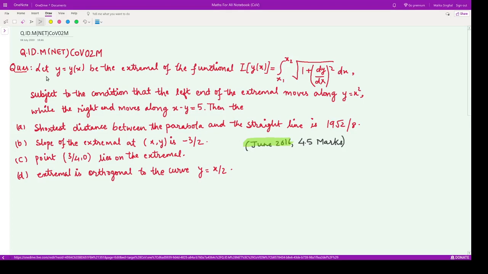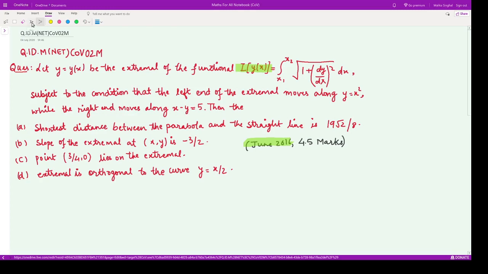So what is the question? The question is, let y = y(x) be the extremal of the functional I[y(x)], which is given to be the integral from x1 to x2 of the square root of 1 plus y dash squared dx, subject to the condition that the left end of the extremal moves along y = x², which is an upward parabola, while the right end moves along the line x − y = 5.